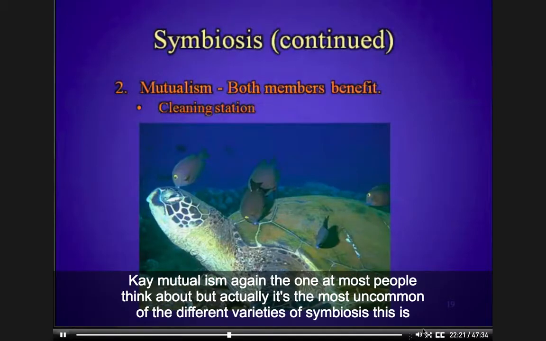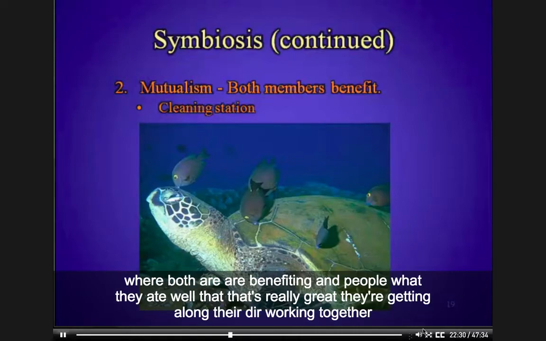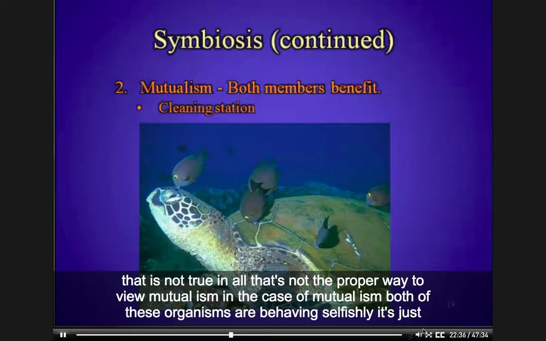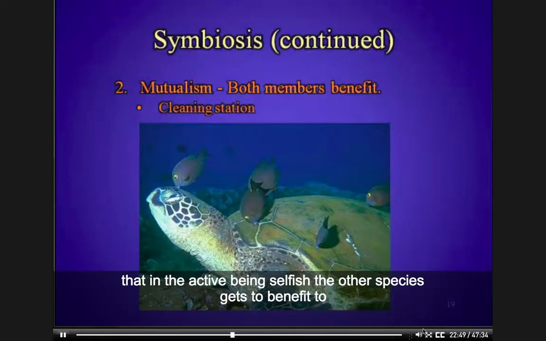Okay, mutualism, again, the one that most people think about, but actually it's the most uncommon of the different varieties of symbiosis. This is where both are benefiting. And people would think, well, that's really great. They're getting along. They're working together. That is not true at all. That's not the proper way to view mutualism. In the case of mutualism, both of these organisms are behaving selfishly. It's just that in the act of being selfish, the other species gets to benefit too.